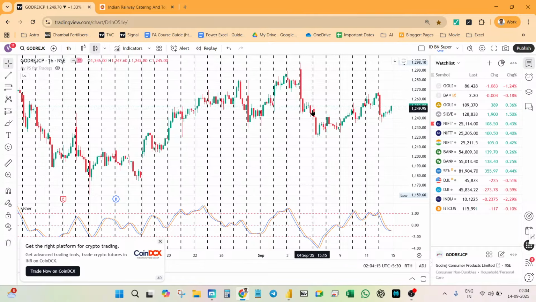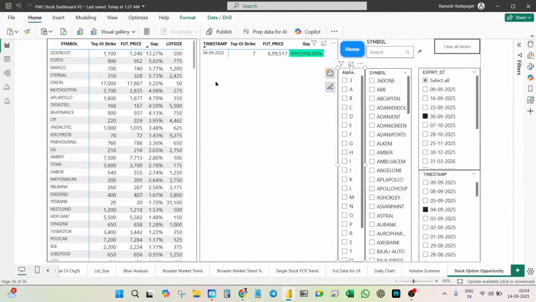you can see the price started falling now. It started falling here from 1251. That's the example. 1100 is the target here. Now let us see Godrej CP also. What is the current status?